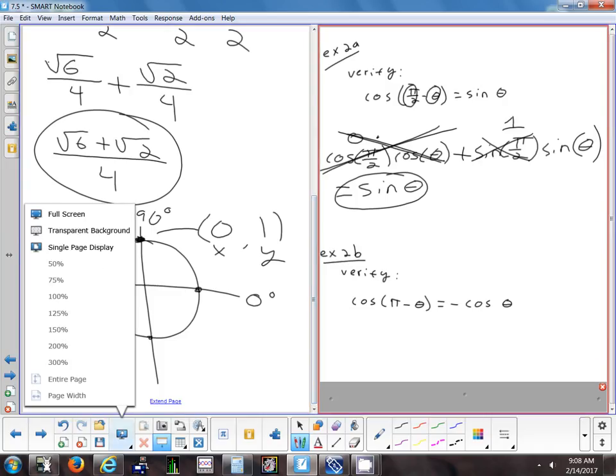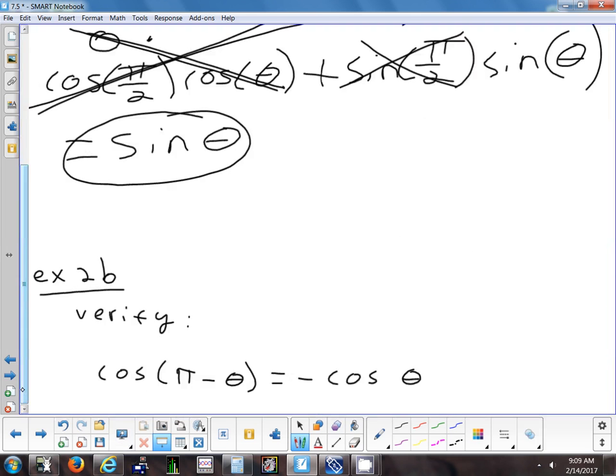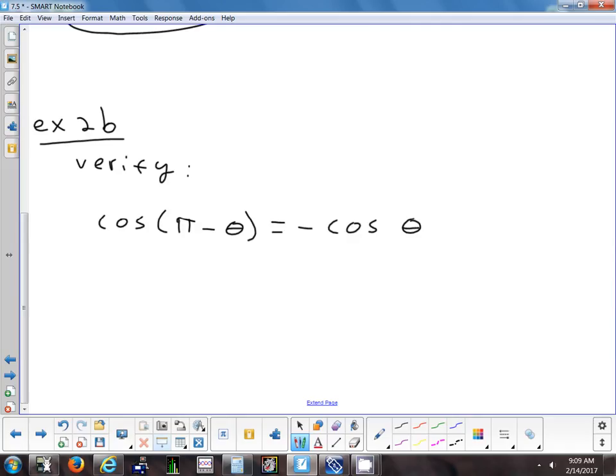All right, let's try this one. It says this time to verify that the cosine of pi minus theta is the same as negative cosine theta.